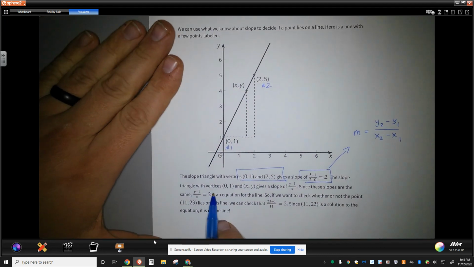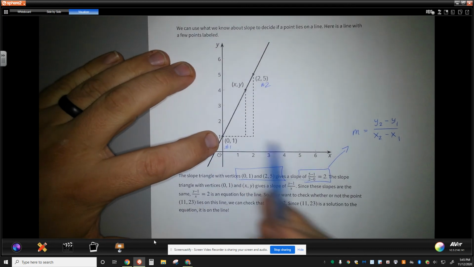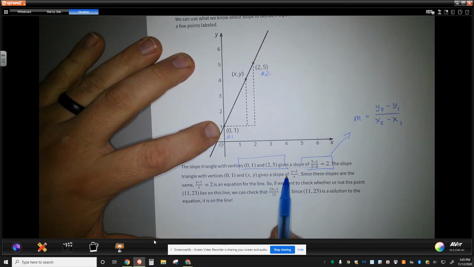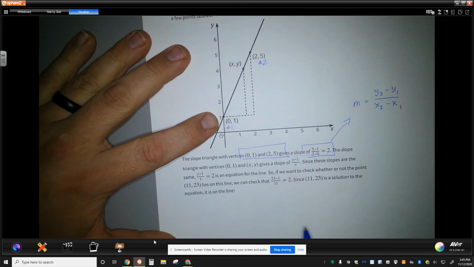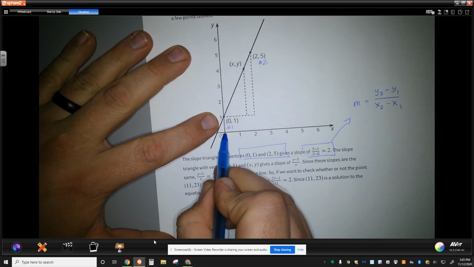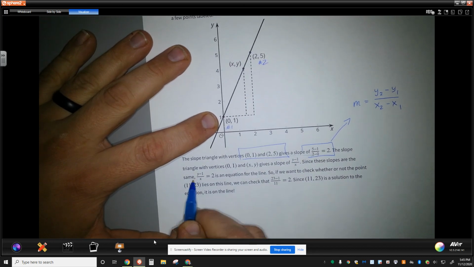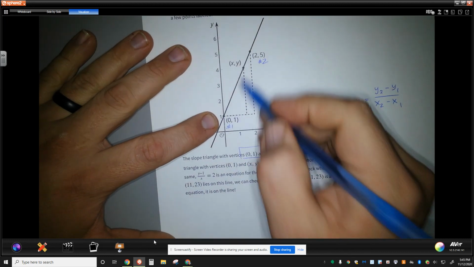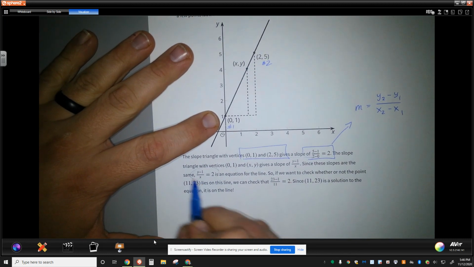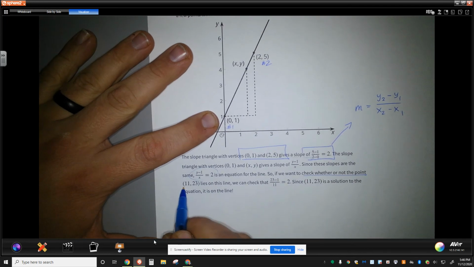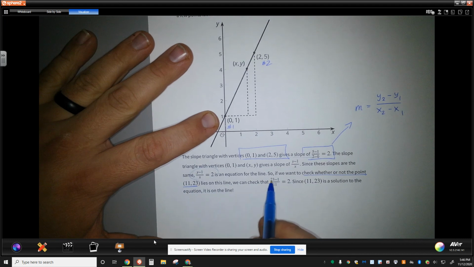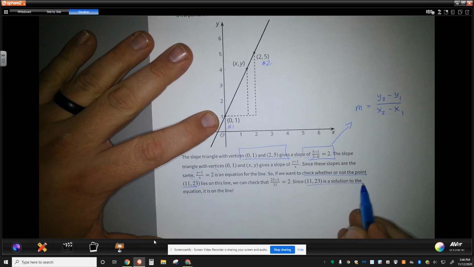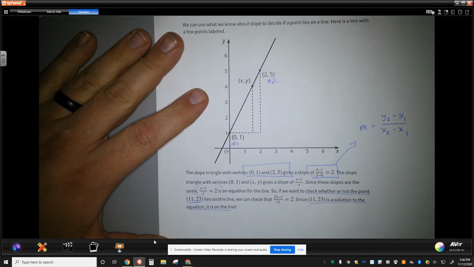When we know the slope, we can use the vertices of 0, 1 and x, y to give us a slope of this. From here to here, if we just translate down 1 unit, that's decreasing our y coordinate by 1, not changing our x coordinate at all. The slopes are equal to 2 because these two triangles are similar. And then we get an equation that's here. We can check whether a point 11, 23 lies on the line by substituting our x and our y into the equation. So 23 minus 1 divided by 11 is equal to 2, which is absolutely true. So this is a solution for the equation because it is on the line.